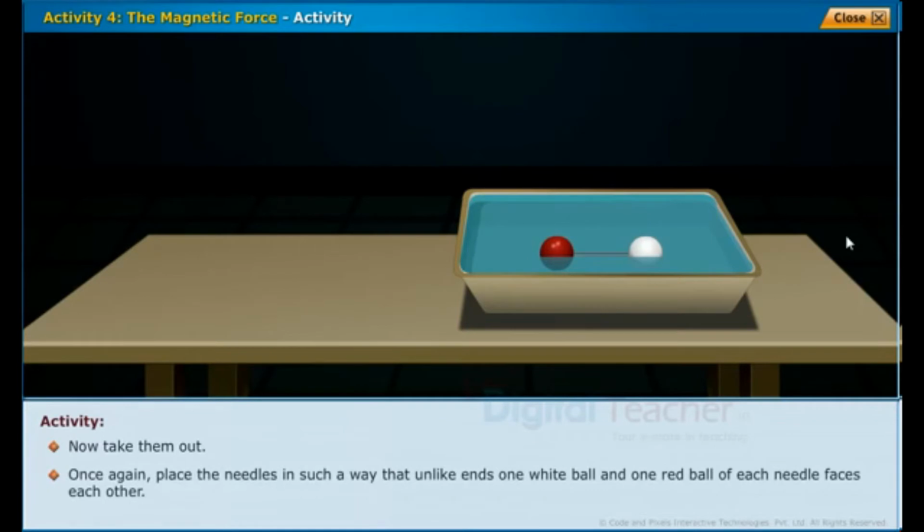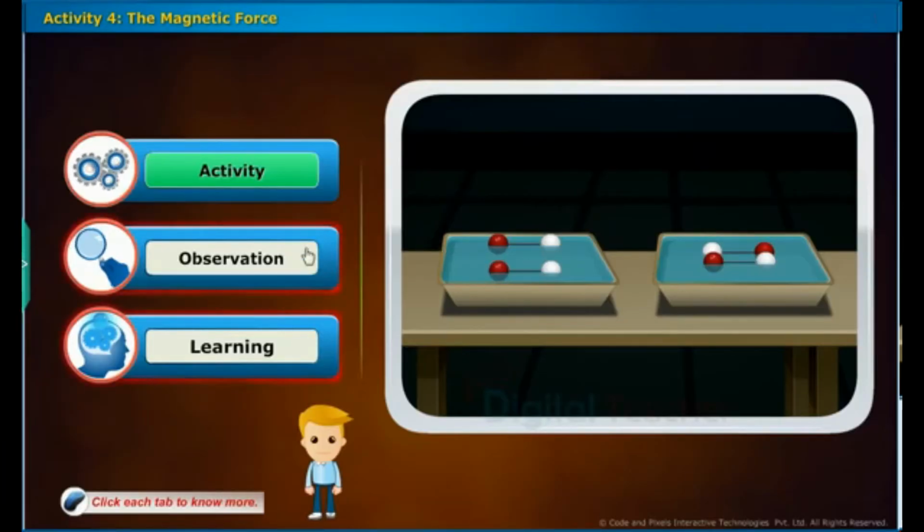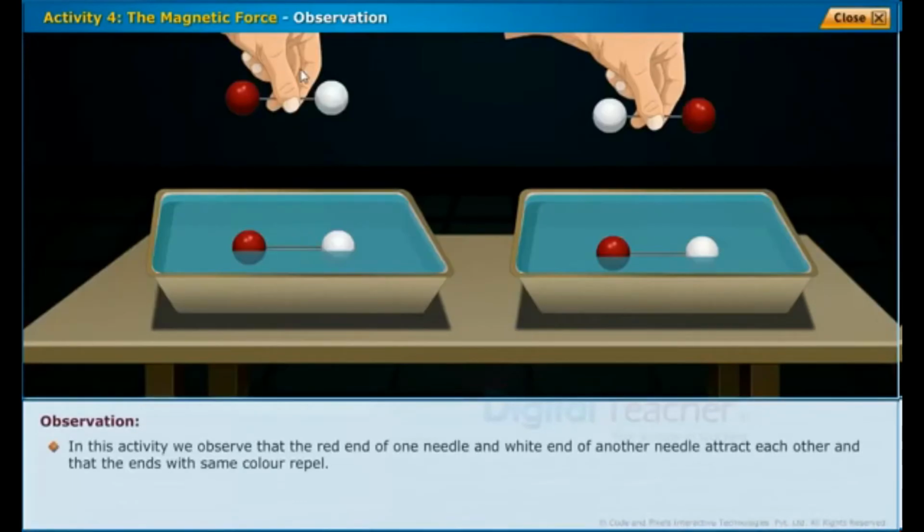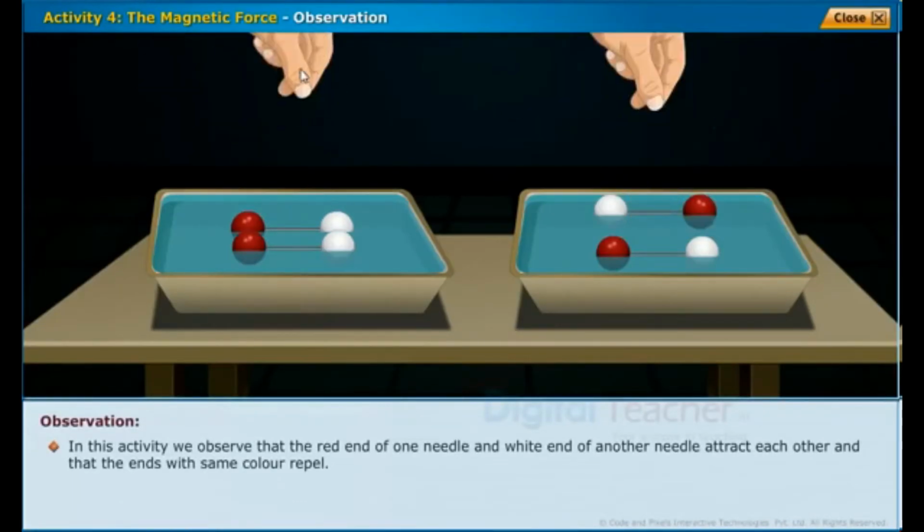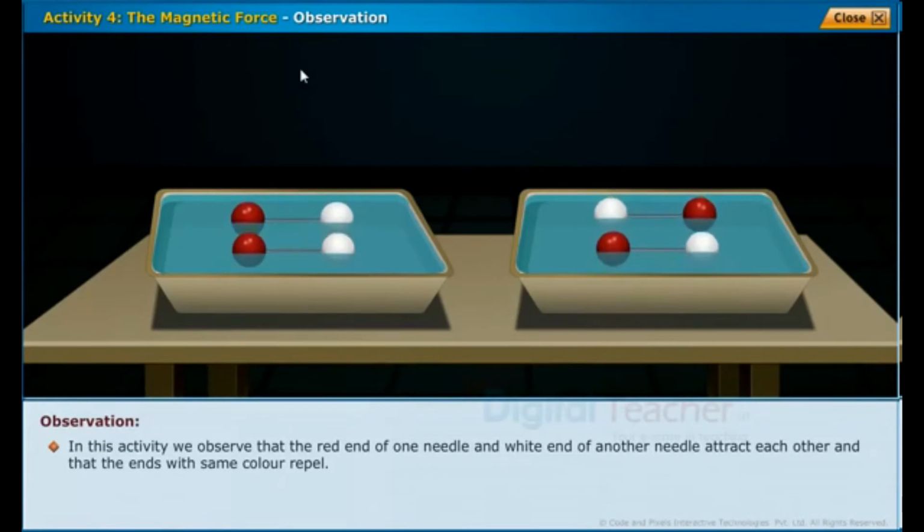Once again, place the needles in such a way that unlike ends, 1 white ball and 1 red ball of each needle faces each other. Observe the changes. In this activity, we observe that the red end of one needle and white end of another needle attract each other and that the ends with same color repel.